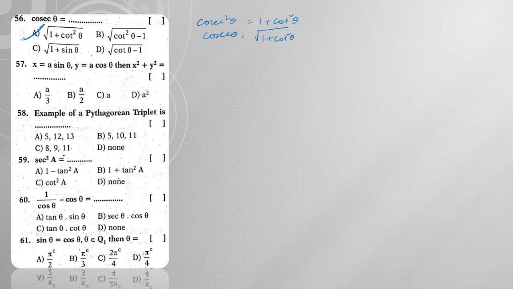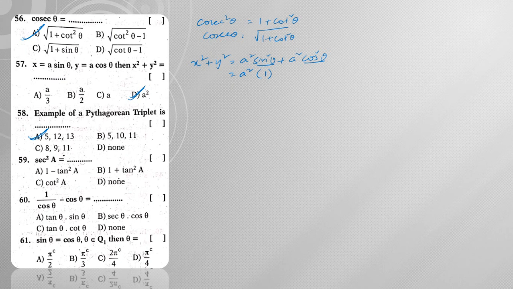Next, x is equal to a sin theta, y is equal to a cos theta. So when I do squaring on both sides, x square plus y square, I can write it as a square sin square theta plus a square cos square theta. So when I take a square as common, I will be left with sin square theta plus cos square theta, which is nothing but 1. Hence from this, x square plus y square is equal to a square. Next, example of a Pythagorean triplet. So 5, 12, 13 is one of the examples of Pythagorean triplet.